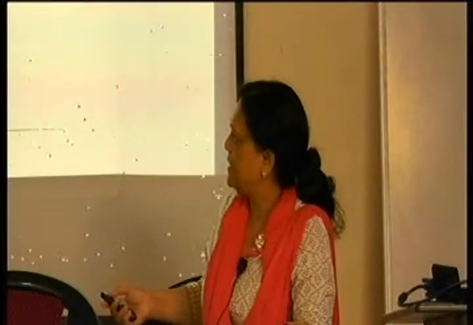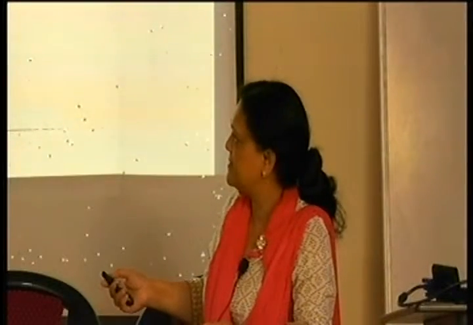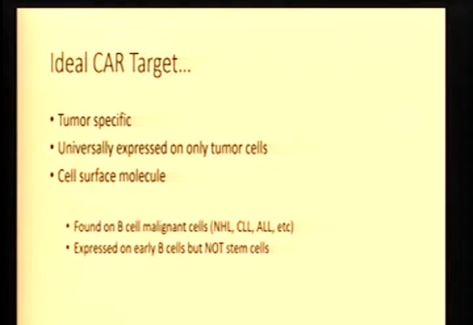So it is found on B cell malignant cells, and these are CLLs, ALLs, etc., and expressed on early B cells but not on stem cells. This is important. This is talking about only CD20. Because you don't want to kill stem cells. If you're going to kill the stem cells, then the B cells cannot come back, the normal ones also.